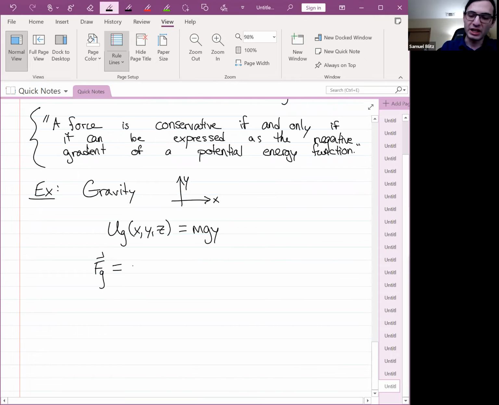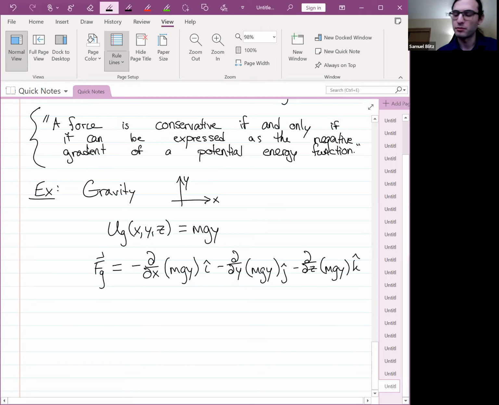Right, so the force due to gravity on an object of mass m would be negative partial derivative with respect to x of mgy in the i hat direction, minus the partial derivative with respect to y of mgy in the j hat direction, minus the partial derivative with respect to z of mgy in the k hat direction. Okay, so let's just do these derivatives. So what is the partial derivative of mgy with respect to x?